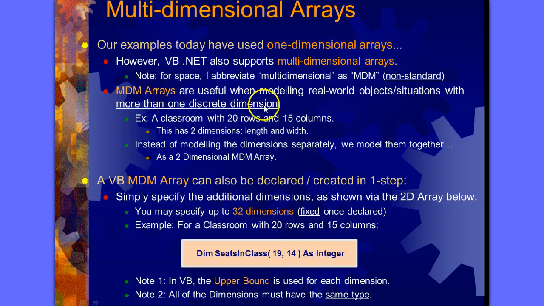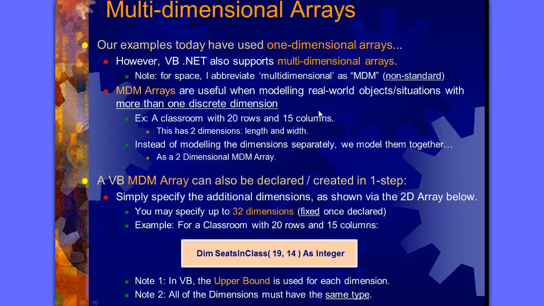MDM arrays are useful when modeling real-world objects and situations with more than one discrete dimension. Discrete means, I don't know what he means by discrete dimension. I don't know what a non-discrete dimension would be, but maybe there's such a thing. I would never think of like a 3.5 by 4 dimensions matrix, but maybe there's such a thing, I don't know. For example, a classroom with 20 rows and 15 columns.